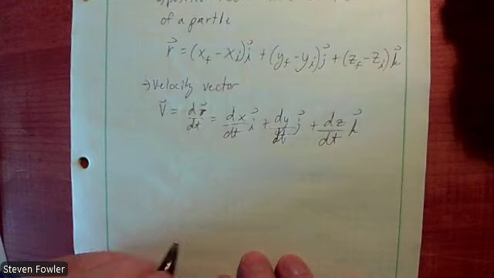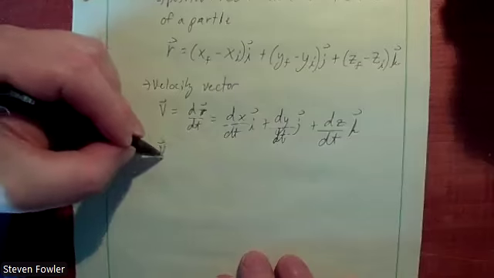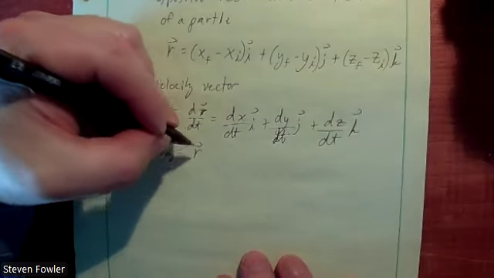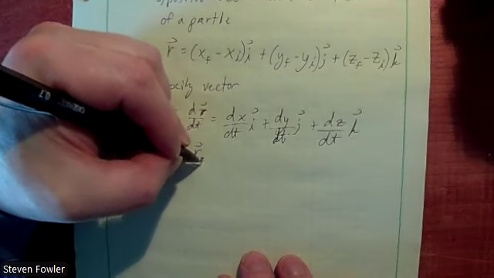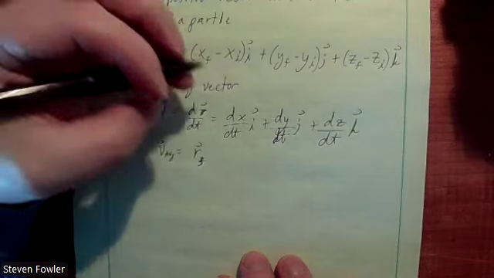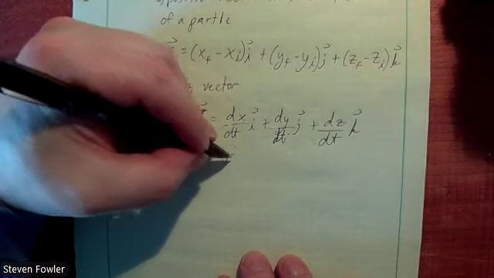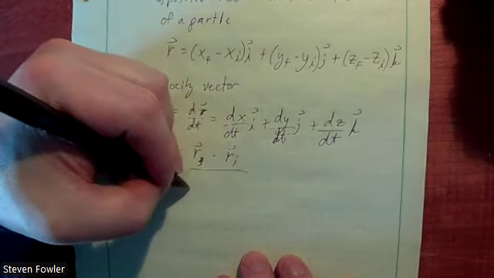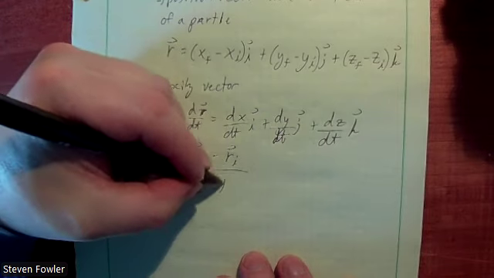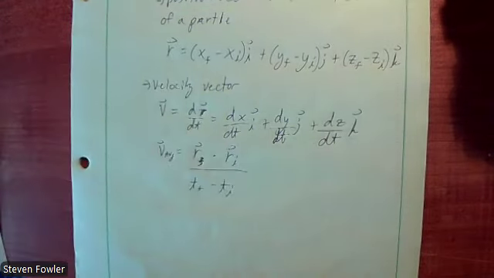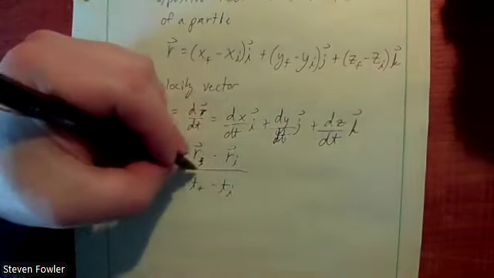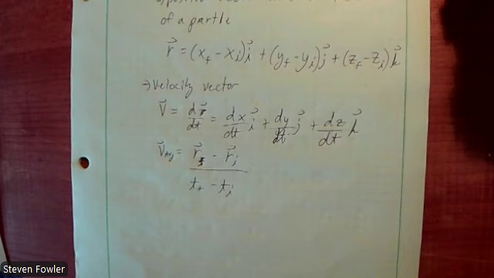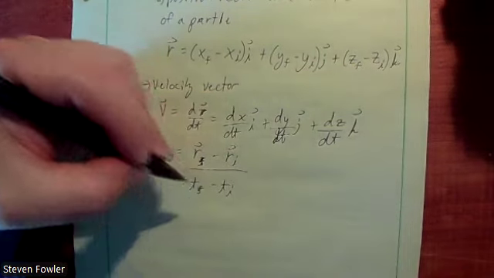If the problem is asking for the average velocity vector, just like we did with one dimension, it's really not much different. I'm going to find the final position minus the initial position, and divide that by the change in time, final time minus initial time. And that'll give me the average velocity, the average change in position over time.